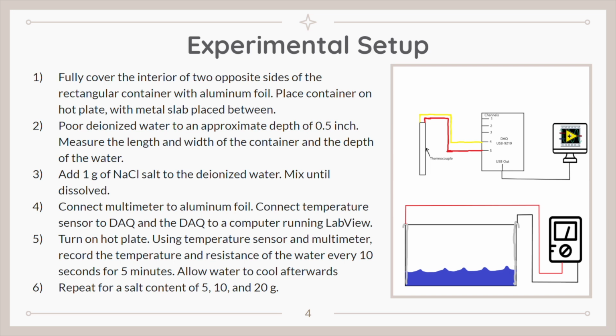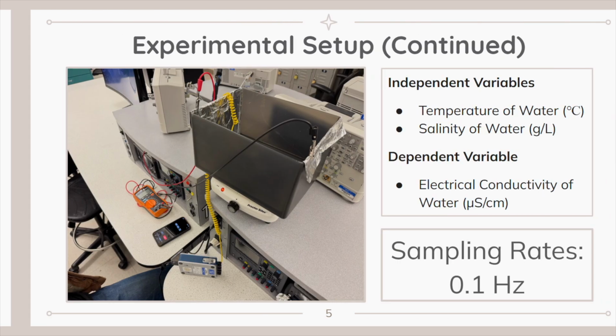We then add about a gram of salt to the deionized water and mix until dissolved. Connect the multimeter to the aluminum foil and the temperature sensor to the DAC, and the DAC to the computer running our LabVIEW. We then turn on the hot plate, and using our temperature sensor and multimeter, we record the temperature and resistance of the water every 10 seconds for 5 minutes, and then we allow the water to cool. Once that's done, we repeat for a salt content of 5 grams, 10 grams, and 20 grams.